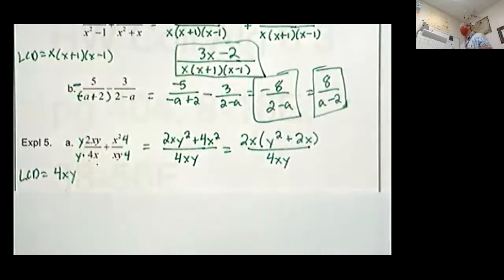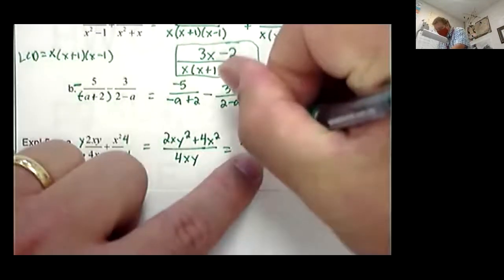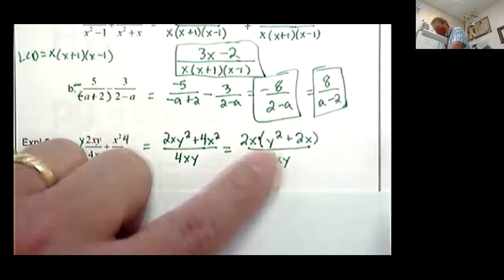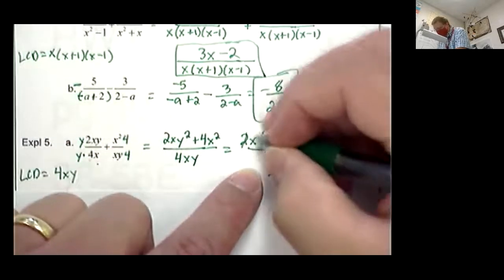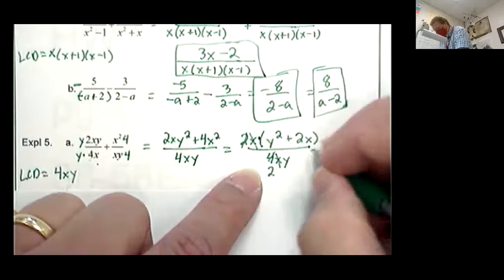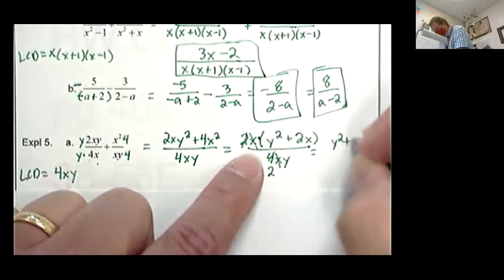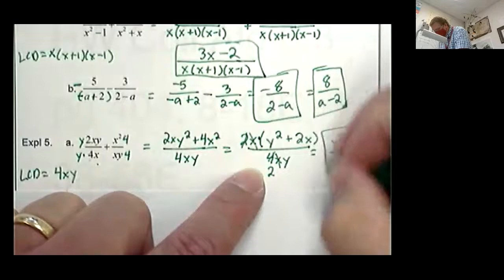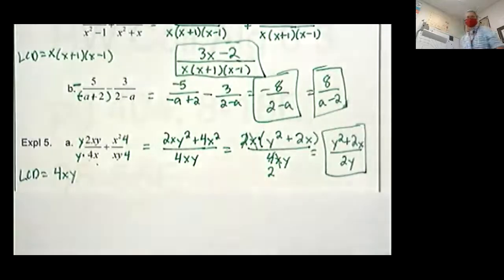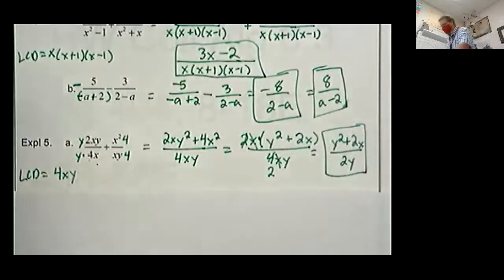Again, we can't cancel through plus and minus, but this is multiply. Because this is multiplied with the parentheses, we can cancel the 2 and the 4 to leave a 2, and we can cancel the x. So we're left with y squared plus 2x over 2y. That one does have a shortcut. Remind me in class, and we'll talk about what that shortcut is.